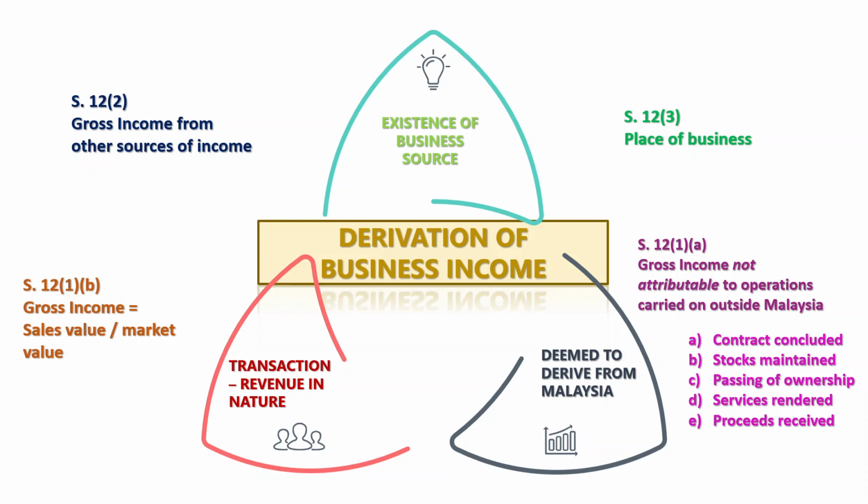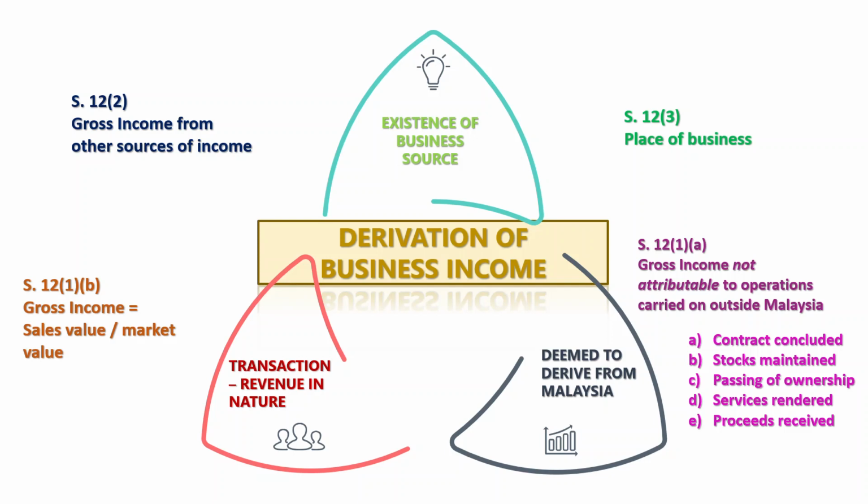And then we also look at where the stocks are being maintained. Sometimes what happens is that you have your stock maintained in China. So the customer calls you, orders, and you instruct people from China to send it direct to whoever the buyer is. So it's not even passed to Malaysia. So in these circumstances, we want to see where the stocks are maintained and where you pass your ownership, because we want to know whether it happened in Malaysia or outside Malaysia.